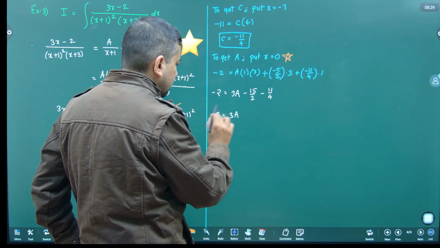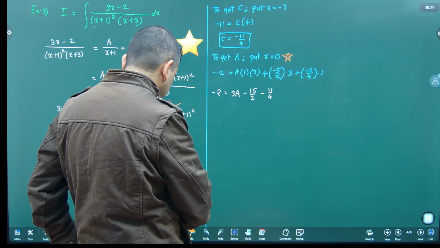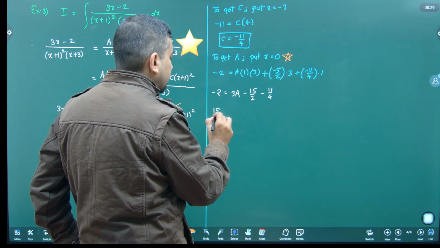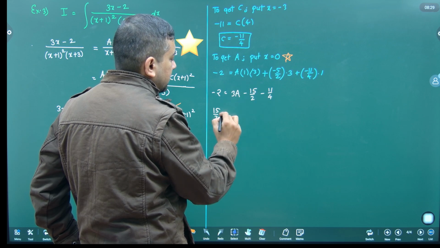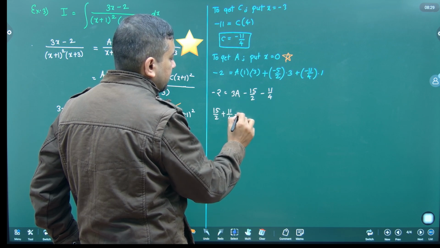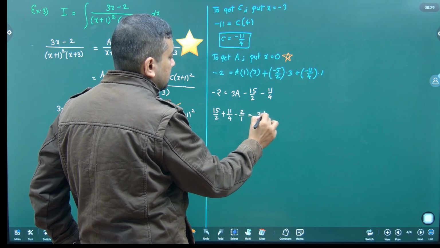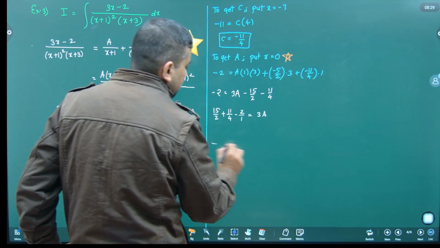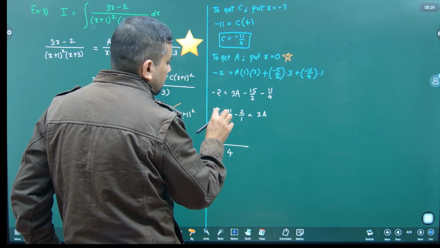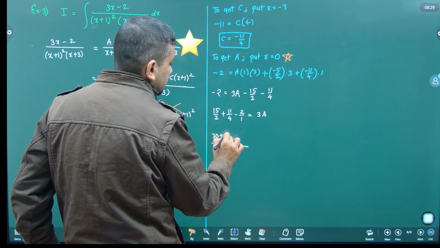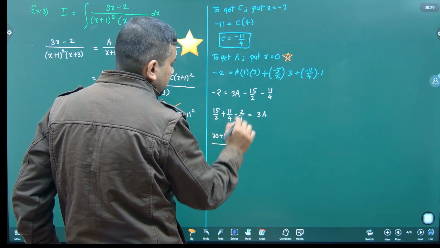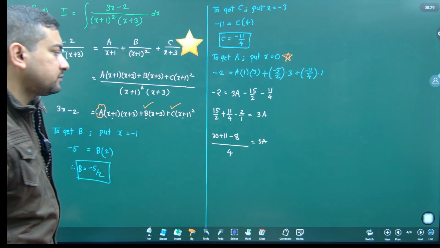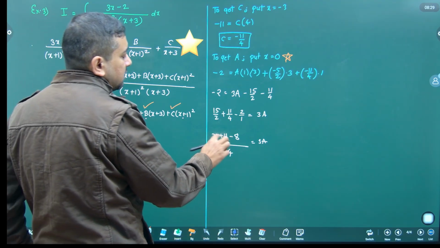Okay, so we can do the addition of all three things. See, minus 15 by 2, when it will come here, it will be plus 15 by 2, minus 11 by 4, it will be plus 11 by 4, minus 2 by 1 is equal to 3A. This is 2 by 1. Right, this is the simplest one. What will be LCM? LCM will be 4, into 2 into 2, it will be 30 plus 11 minus into 4 into 4, it will be 8 is equal to 3A. Correct? So this will be how much?